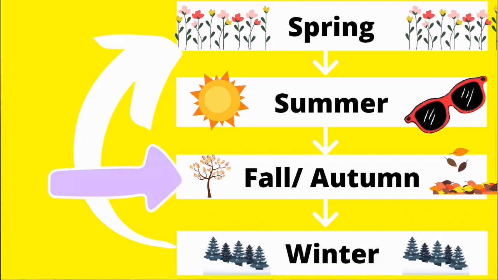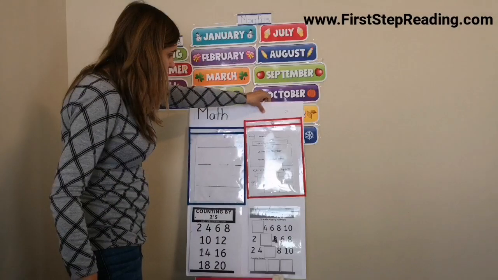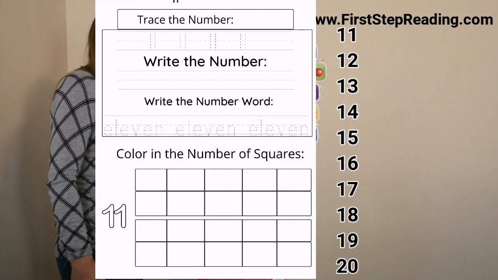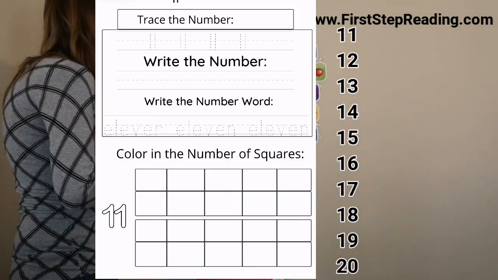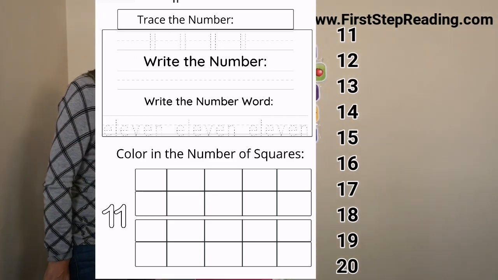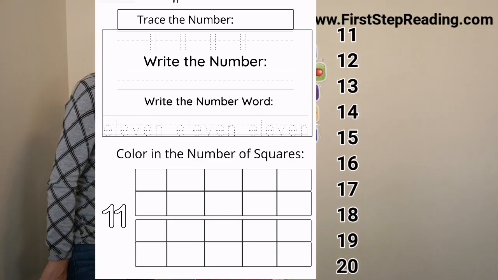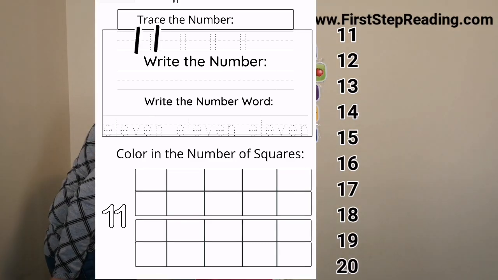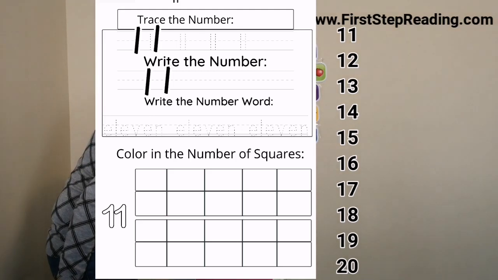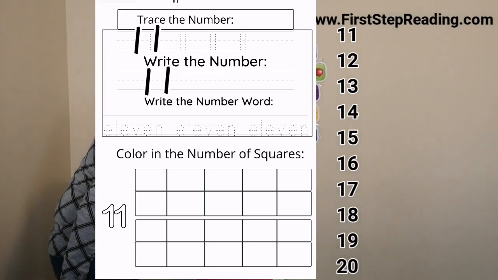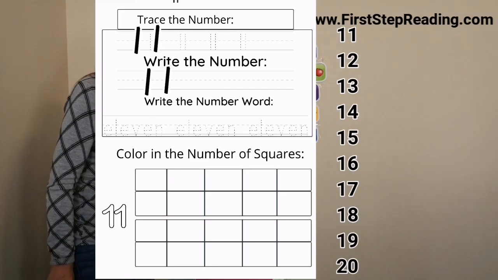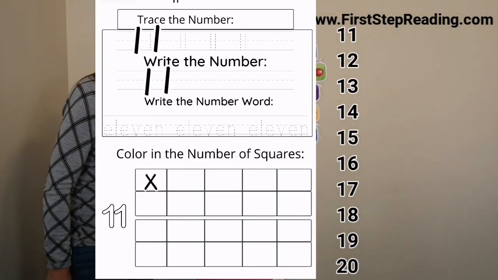So now let's do our math. For math, we're working on our numbers 11 through 20, okay? So we have our worksheet where you write the number 11, so first you trace it, then you write it by yourself, then you write the word 11, okay? And then you color in 11 boxes. This looks like our 10 frame, right? We have 1 10 frame, 2 10 frames.